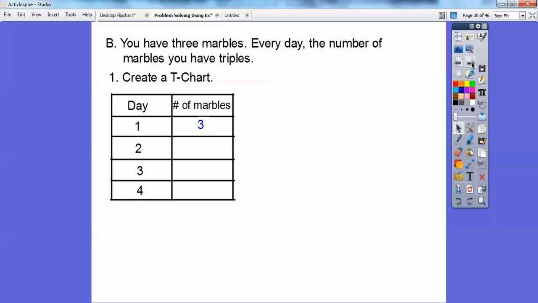Okay, and then it says it triples every time, so that means times 3. So on the next day, on the second day, it's going to be 9. Okay, on the third day, it's going to be 27. I just multiplied it by 3 because it keeps tripling. 9 times 3 is 27. 27 times 3, you guys know what that is? It's 81. Okay, and then it's going to ask us here to go ahead and graph that.